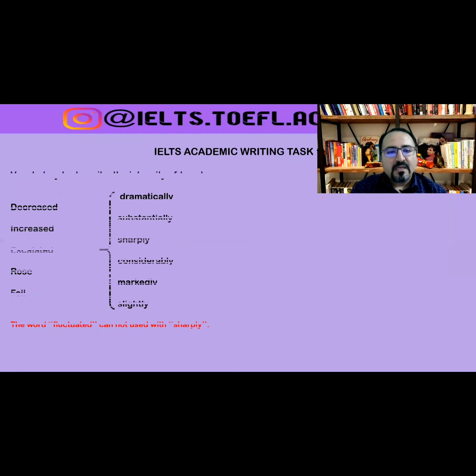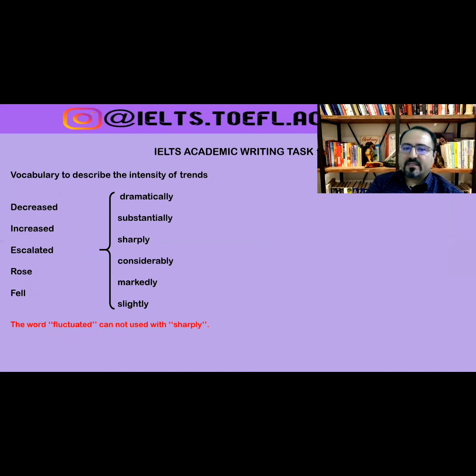Now, here we have a set of adverbs to show the intensity of these trends, to describe how intense these upward, downward trends were. So we can use adverbs such as dramatically, substantially, sharply, considerably, remarkably, slightly, etc., just to describe the verbs such as decreased, increased, escalated, rose, fell.